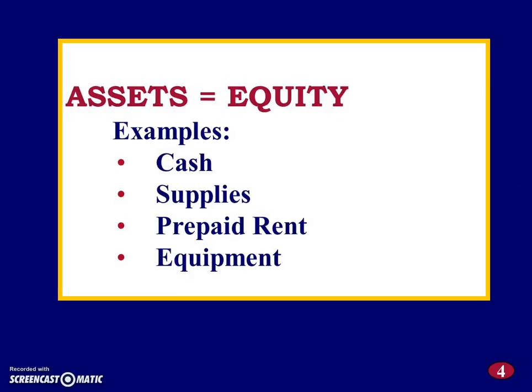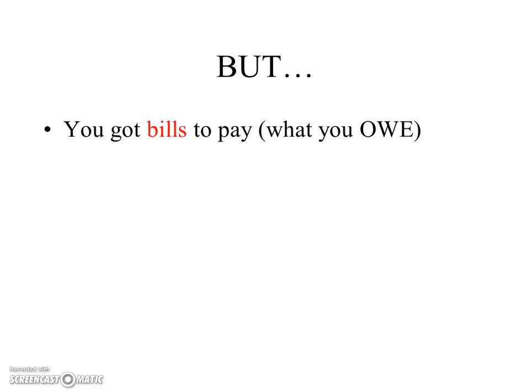So assets are what we own, and equity is basically ownership in a business. And you can see from that, assets, basically what the company owns, should equal the value of the business, the equity. Now, however, it's not as simple as assets equals equity, because everybody has bills to pay. In other words, what you owe. So what you have to pay is called a liability.